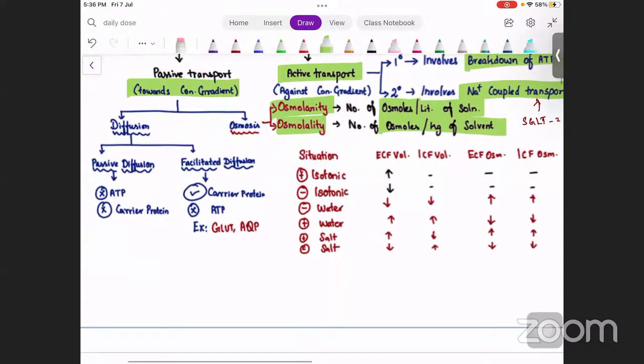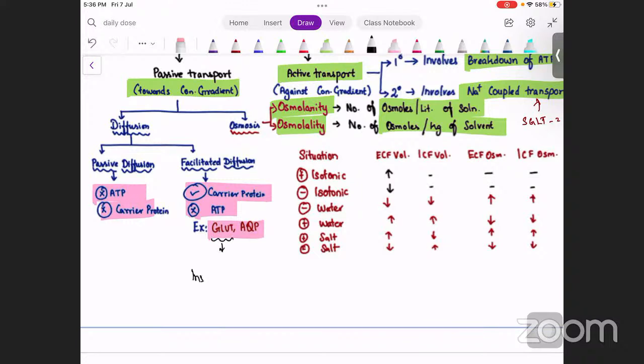Now, speaking about the diffusion, we have passive diffusion and facilitated diffusion. Passive diffusion does not require any ATP or carrier protein, while facilitated diffusion, in order to make a move, requires a carrier protein, in the absence of ATP. One such classical example is your GLUT and aquaporins. So one of the classical examples is your blood glucose transporter.